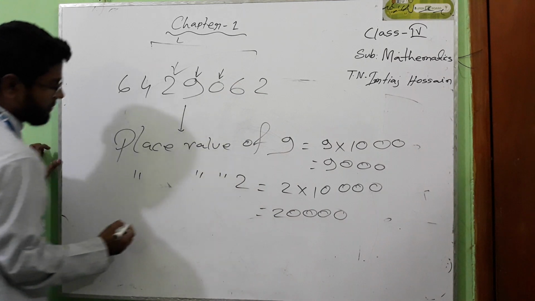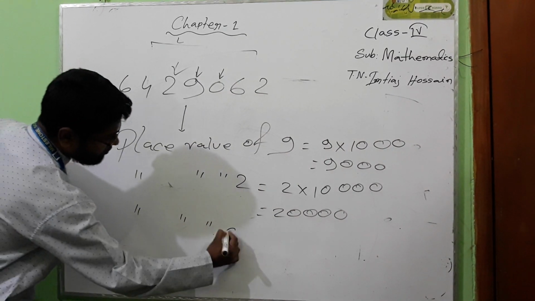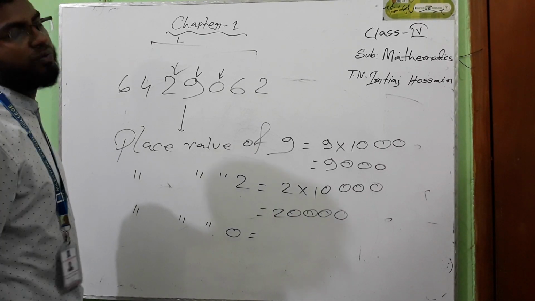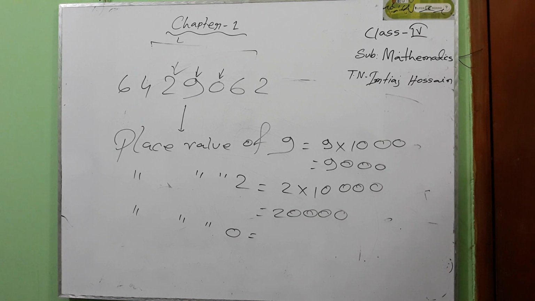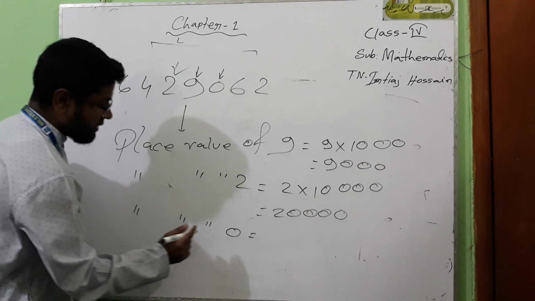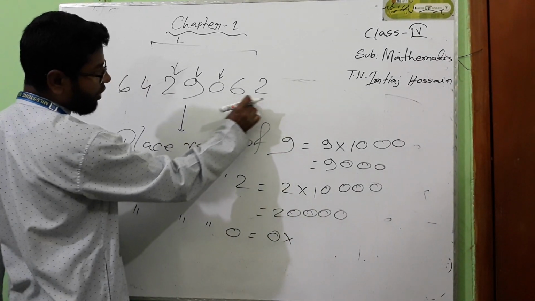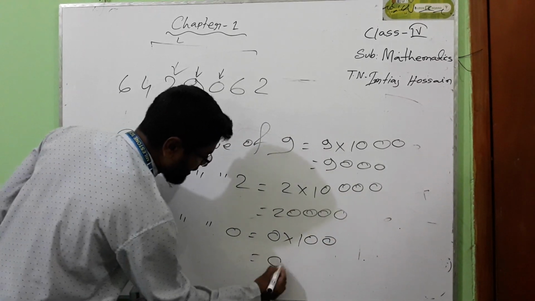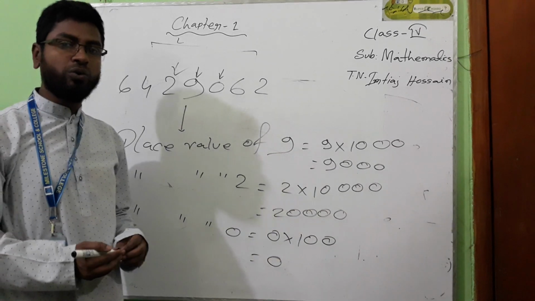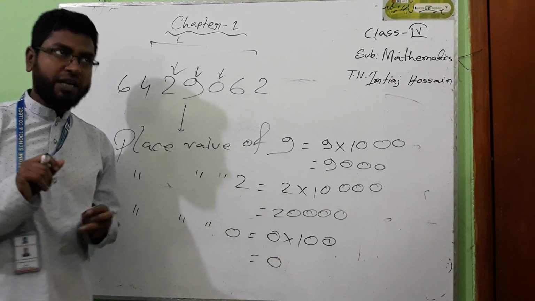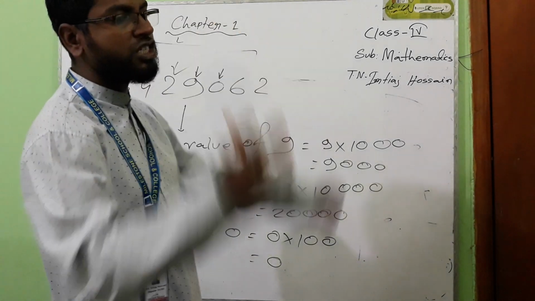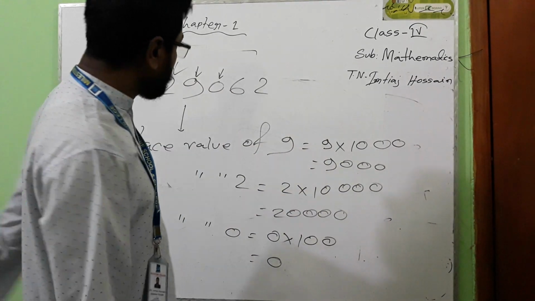What is the place value of 0? What will be here? Tell me. What will be the place value of 0? Zero into one hundred. That means 100. If we multiply, it becomes 0. So zero's place value always becomes 0. Where its position is doesn't matter. Place value of 0 is 0.